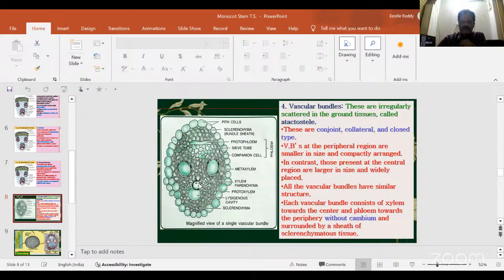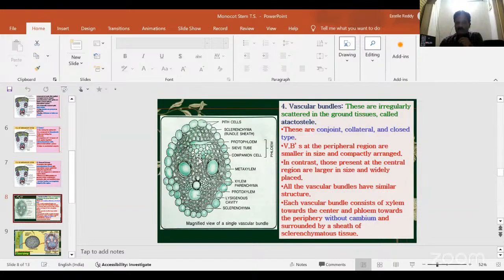The large empty spaces could be seen here. These are xylem vessels. These two are metaxylem vessels. This is protoxylem vessel. Generally, in each vascular bundle, phloem and xylem are together, side by side. If they are together, then the term used is conjoined. If they are on the same radius side by side, then the term used to describe such a vascular bundle is collateral.